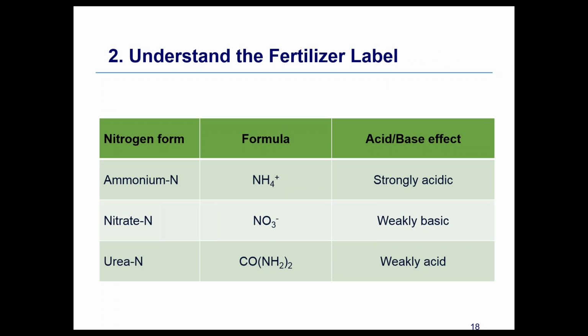So the second thing is that we need to understand the fertilizer label. Ammonium fertilizer is very acidic, and that's true for urea as well. So when you look at your fertilizer label, if you have a lot of ammonium and you have problems trying to keep the pH up, you need to knock down the amount of ammonium that you're using. If we think about nitrate, the other nitrogen source, nitrate tends to be a weak base. So again, if you're having issues trying to keep the pH up, keep in mind that we need to look at the label up close.